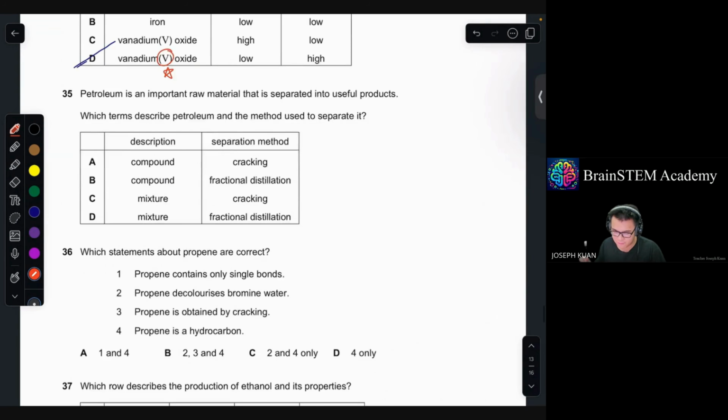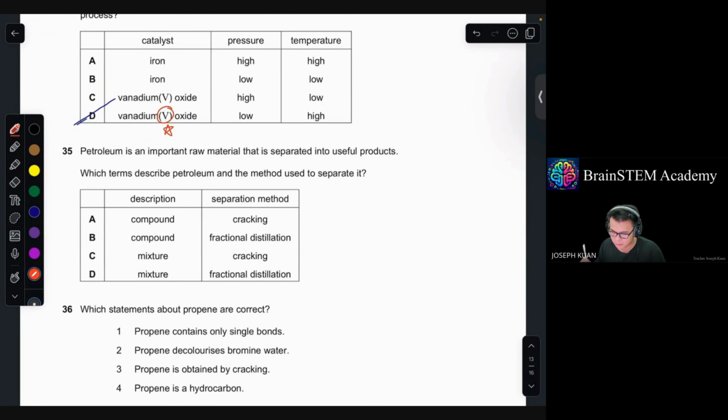Moving on to question 35. Petroleum is an important raw material that is separated into useful products. Which terms describe petroleum and the method used to separate it? So you are separating a mixture of mostly liquids. When you are trying to separate a mixture of liquids, the best way is to do distillation, which is separation based on the boiling point of the liquids.